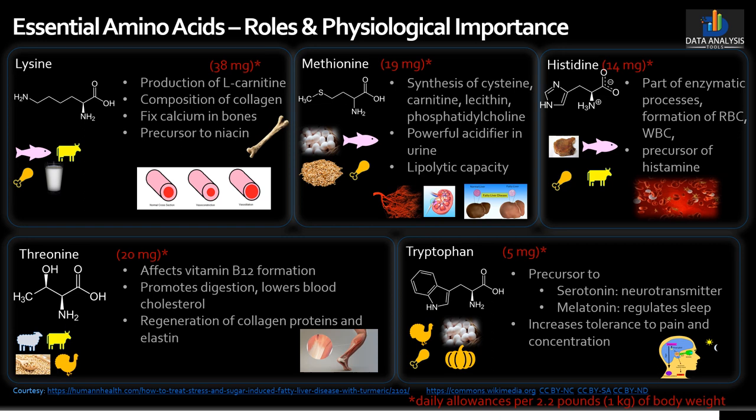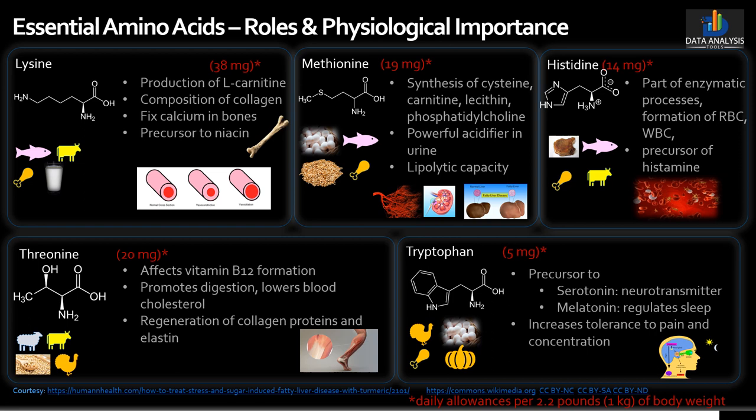Second last, and the eighth amino acid essential for our body, is threonine. Threonine is a principal part of structural proteins such as collagen and elastin, which are important components of the skin and connective tissues. It also plays a role in fat metabolism and immune function. Threonine affects vitamin B12 formation processes, promotes digestion, and also lowers blood cholesterol levels by preventing liver diseases, such as so-called fatty liver.